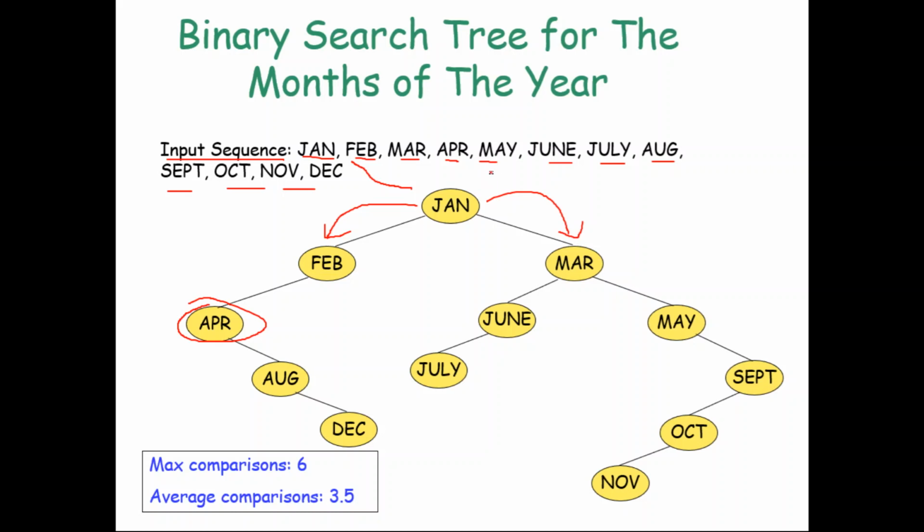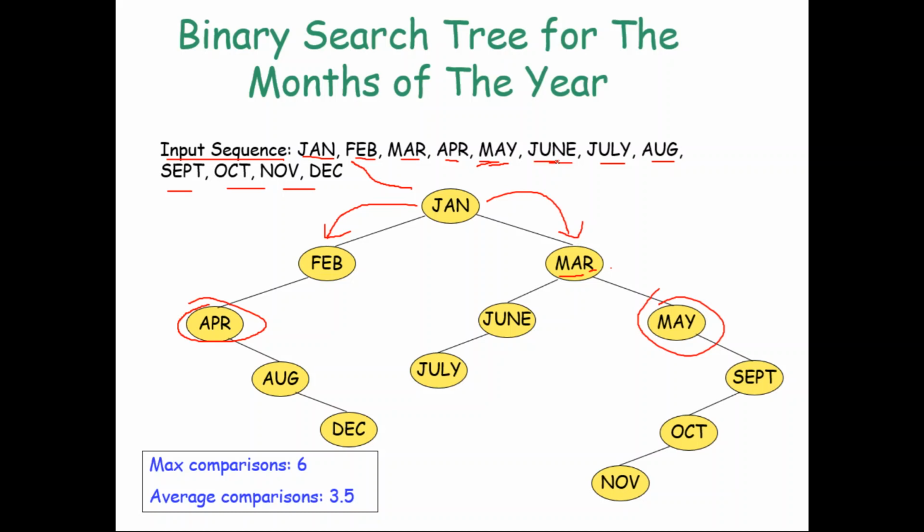Next, May. If you compare with Jan, M is greater than J, so it comes to the right. But when you compare May and March, the first two characters are equal, so compare the next character, R and Y. Y is greater than R, right? So May is added as the right child of March.